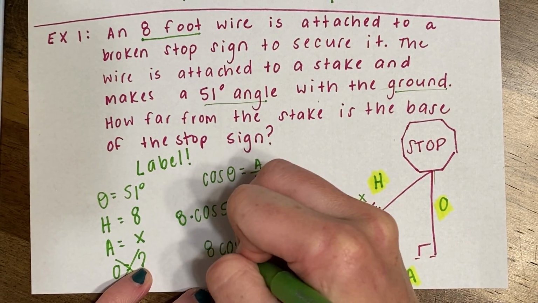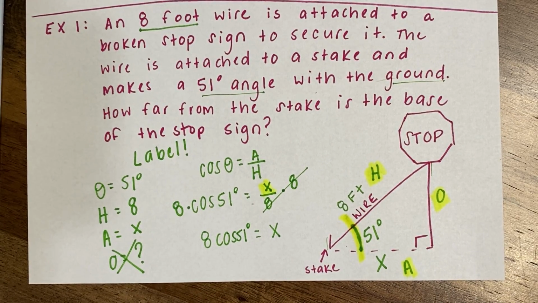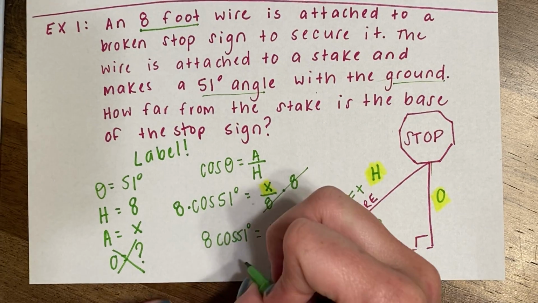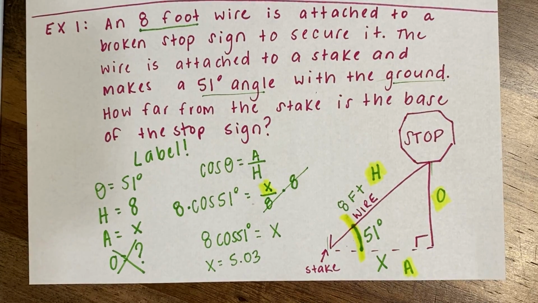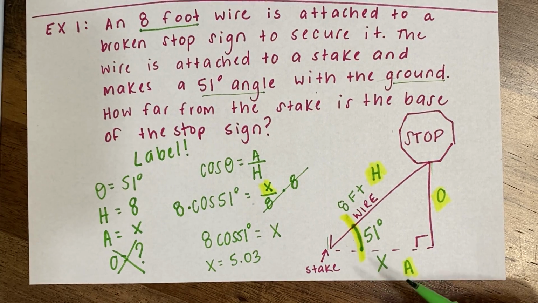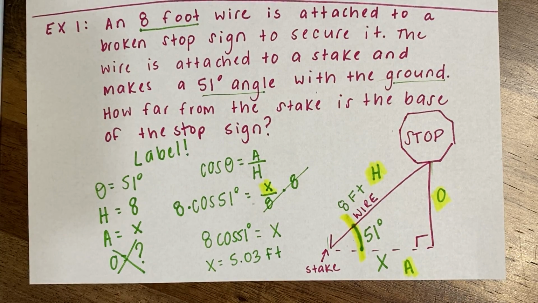So we need to grab a calculator or go to Google and figure out what 8 multiplied by the cosine of 51 is. So again, make sure you're in degree mode in the top left-hand corner. 8 cosine of 51 is 5.03. We'll use 2 decimals here since it didn't really ask us. Normally it'll say to the nearest foot, so you could just say 5 feet, but we'll just be specific here and say 5.03 feet, okay?